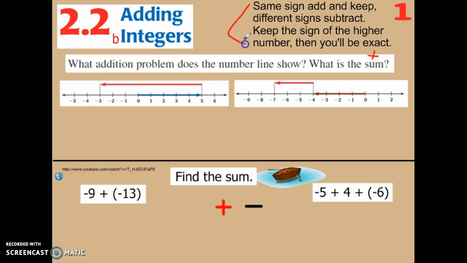So remember we have our song up here that goes to the tune of Row, Row, Row Your Boat. Same sign, add and keep, different sign, subtract. Keep the sign of the higher number, then you'll be exact.